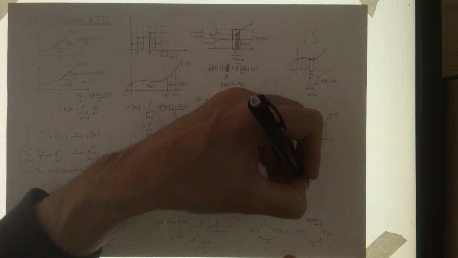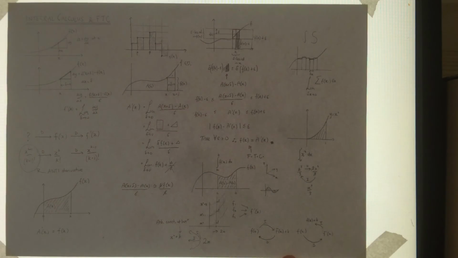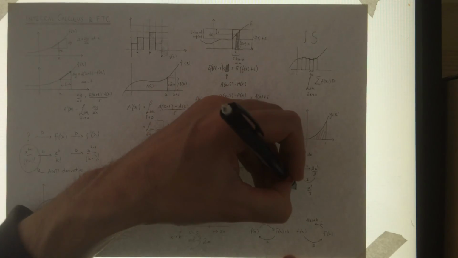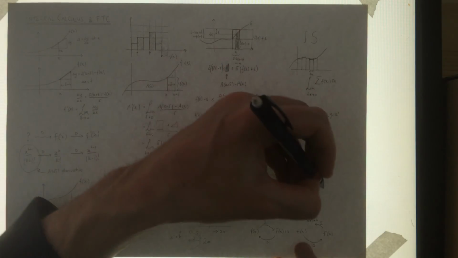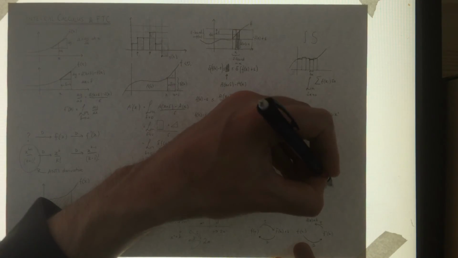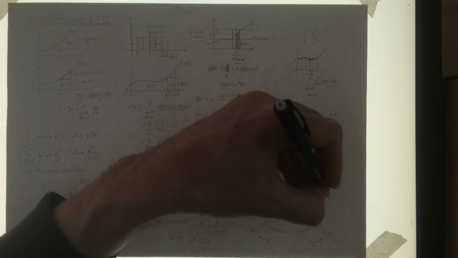So we're looking at x cubed over 3. That's our a of x. And now we're just looking at a of 1 minus a of 0, which is 1 cubed over 3, a third, minus 0, so 1/3.